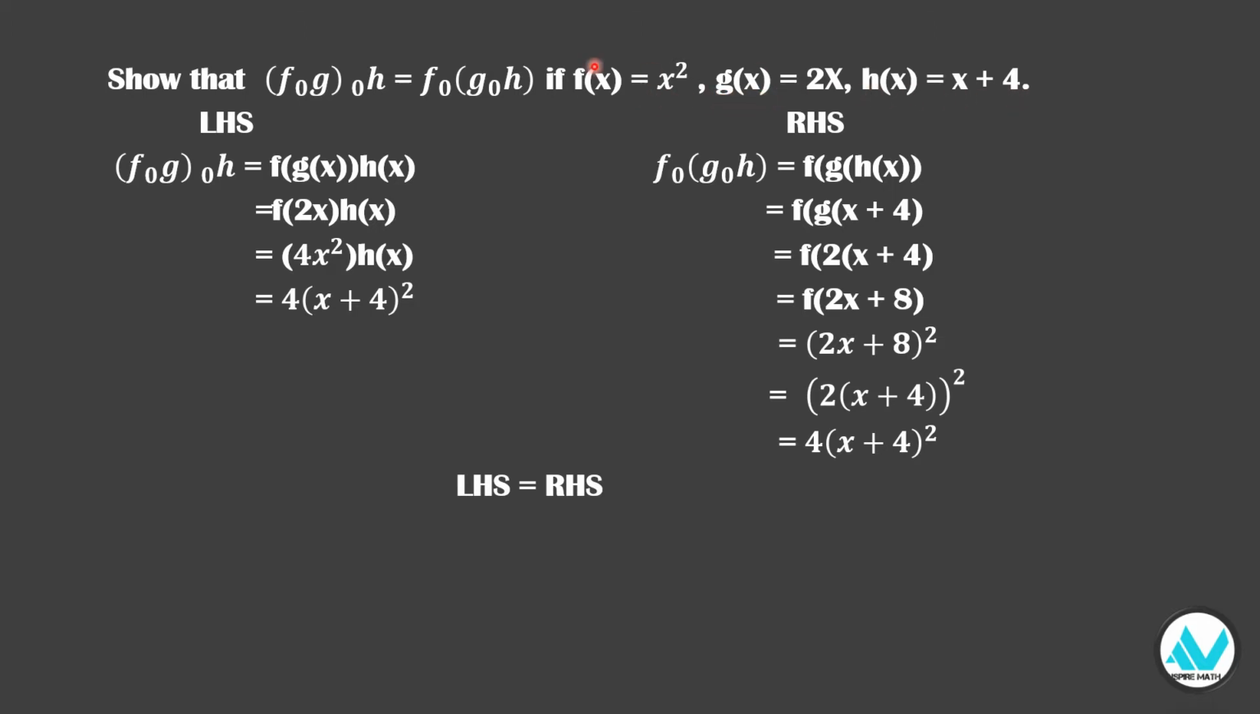Let me see the LHS. LHS is (f∘g)∘h. Now the brackets, let me finish up first. So f of g of x into h of x. In place of g of x, I'm going to substitute 2x. So f of 2x into h of x.